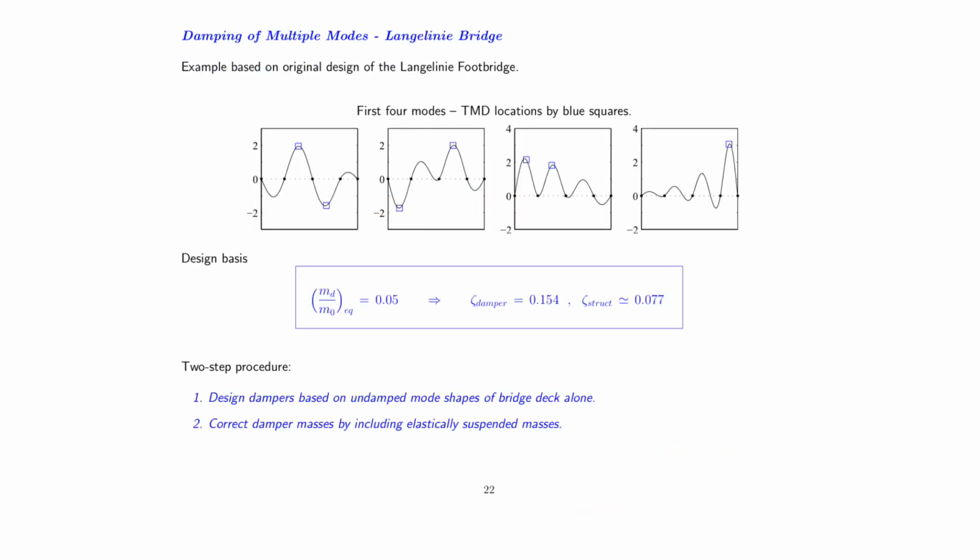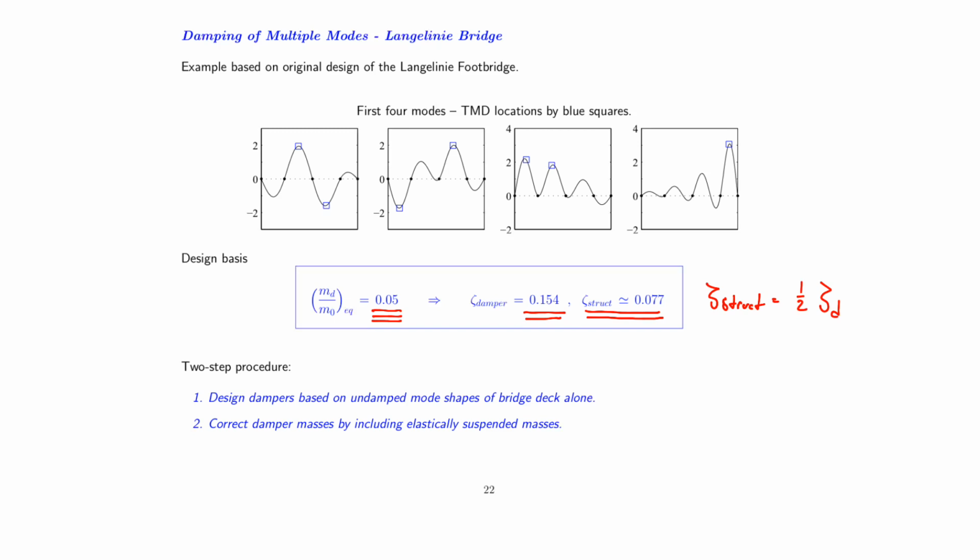The 4 figures show the 4 modes, and the blue boxes indicate where TMDs have been placed to damp exactly these vibration modes. So that means we have 1, 2, 3, 4, 5, 6, 7 packages of TMDs located along the bridge. And the idea was to assume a 5% mass ratio for each of the modes, because that would give us 15% critical damping, and it actually turns out that the corresponding structural damping that you will get for a particular mode is approximately equal to half the damper damping. So that's an easy way to work in damping ratios.